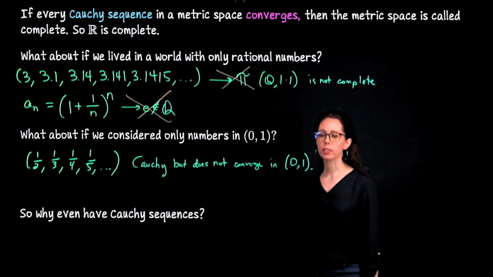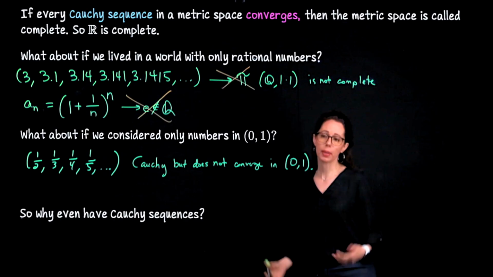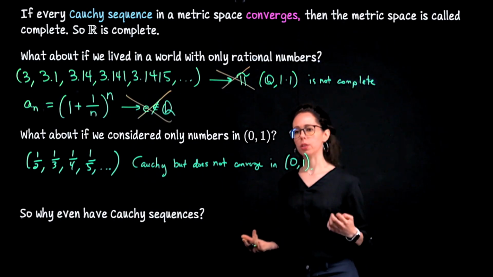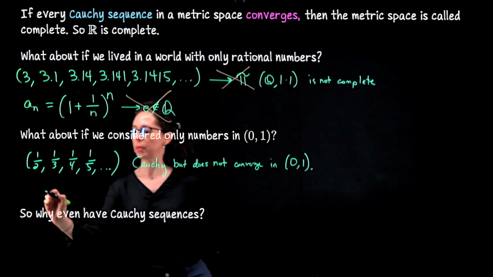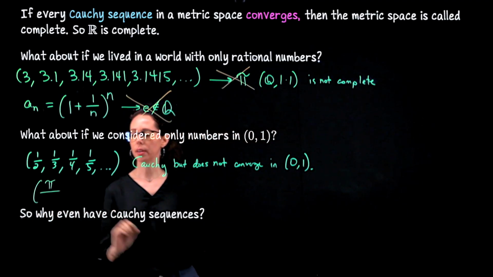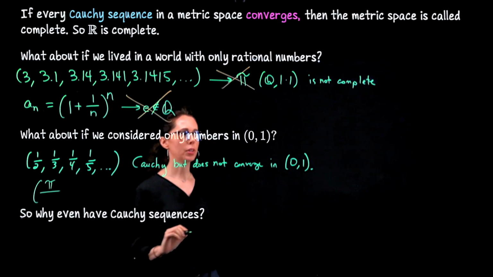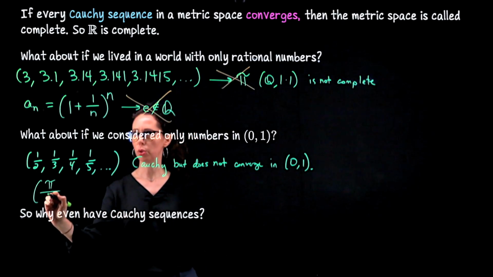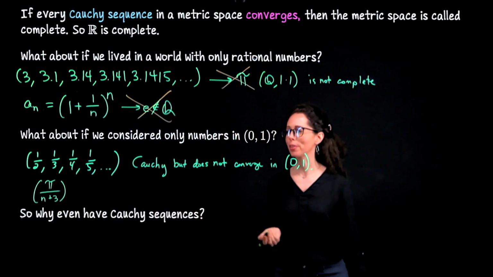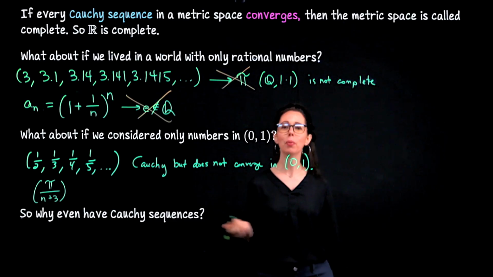And again, that's enough. One example of a Cauchy sequence which fails to converge in a metric space is enough to know the metric space is not complete. Or if we wanted to, we could do something like pi over n plus 2, 3. I think that will land us between 0 and 1. I had to make sure the first number was smaller than 1. That was my hesitation, because pi divided by 1 is pi.